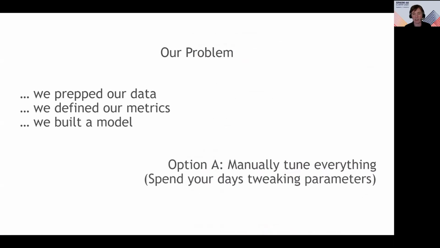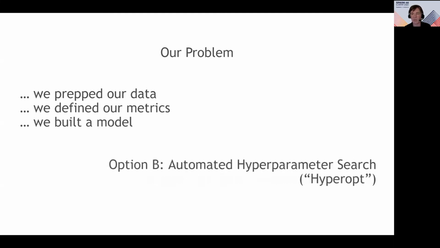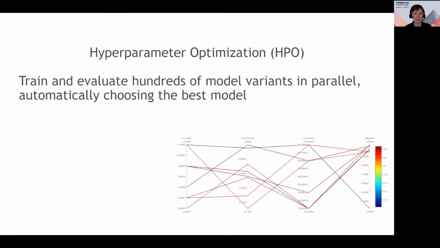So we could manually tune everything. You could spend days tweaking parameters, trying out increasing tree depth or whatever other parameters you want to play with. But that quickly becomes a massive time sink. And it seems the kind of thing that maybe computers could do a little better. So that's option B, which is automated hyperparameter search. This is best represented in Databricks by the HyperOpt package, but it's really an idea that goes back further in academia and is starting to be increasingly used throughout industry.